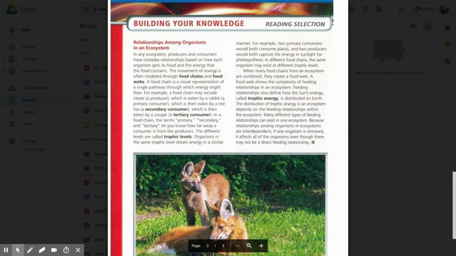In a food chain, the terms primary, secondary, and tertiary let you know how far away from the producers the consumer is. Different levels are also called trophic levels. Organisms in the same trophic level obtain energy in similar manners. For example, two primary consumers would both consume plants, and two producers would both capture the energy in sunlight for photosynthesis.